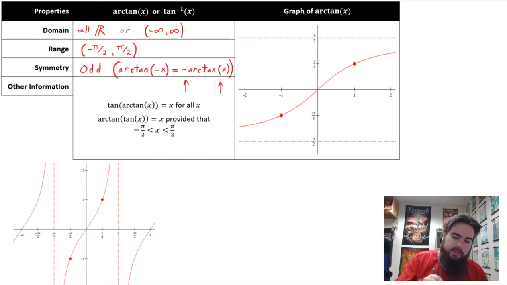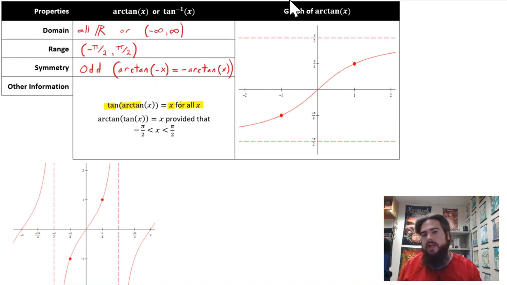Now, the part about the domain being convenient comes into play with the first line we have for other information here. Tangent of arctangent. When you're doing tangent of arctangent, that will give you x, but unlike all the other inverse functions, when we had this kind of definition, sine of arcsine, cosine of arccosine, etc., this is true for all x. So tangent of arctangent will just cancel each other out in all circumstances. That is very, very convenient.